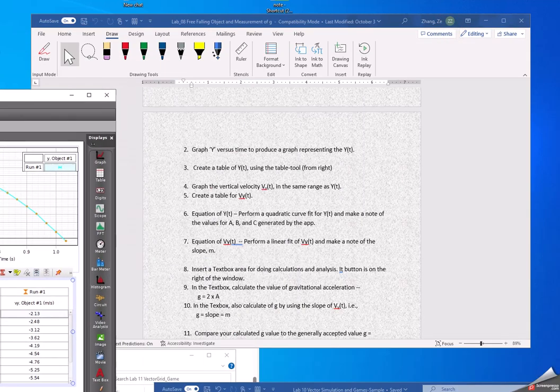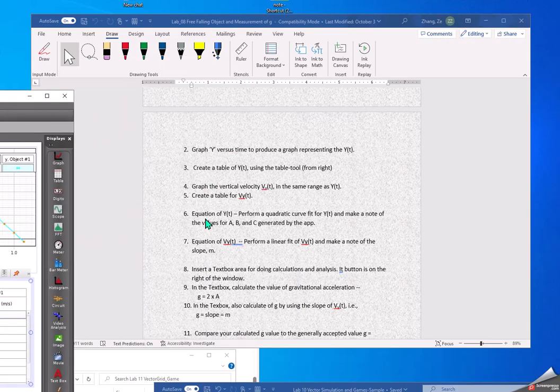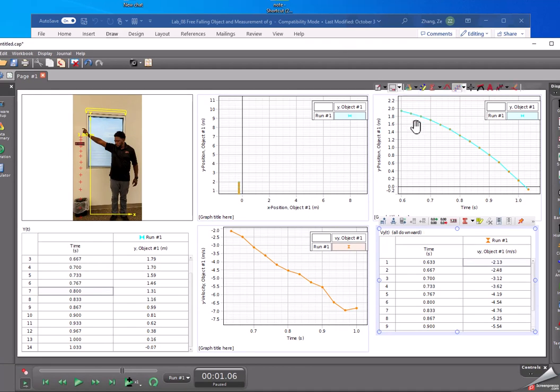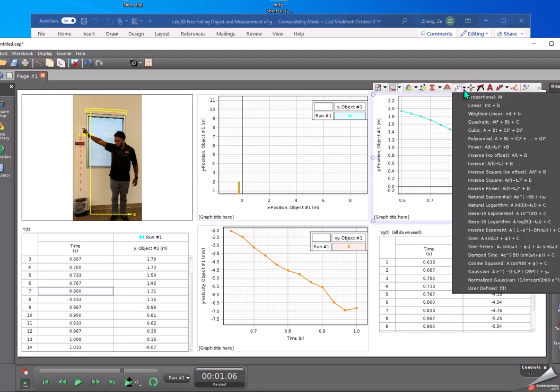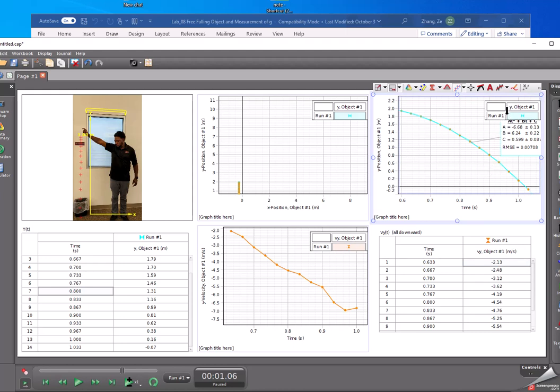So now what's next? All right, and then the equation: perform a quadratic fit for this. Note the a, b, c values. Make a note of the values. This is actually a key point. We go back to the position versus time function. We already have this one. So now here is what we want to fit. We want to fit with a quadratic formula here. All right, fit. And then we see it easily comes out. We move this over here. So it says I have A, B, and C. So then we have this.